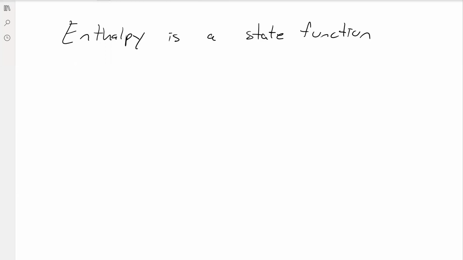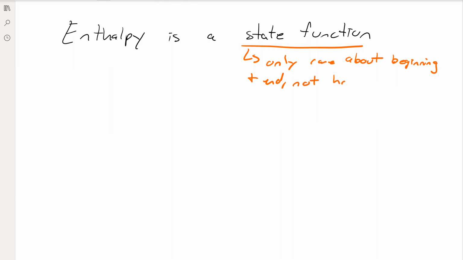All right, so enthalpy, and really delta H, not really enthalpy itself, but we're going to use them as synonymous. So anytime I say enthalpy, we're really talking about delta H. But anyways, it's a state function. So what does that mean? This is like a physics term. It basically means that we only care about the beginning and the end, not how you get there.